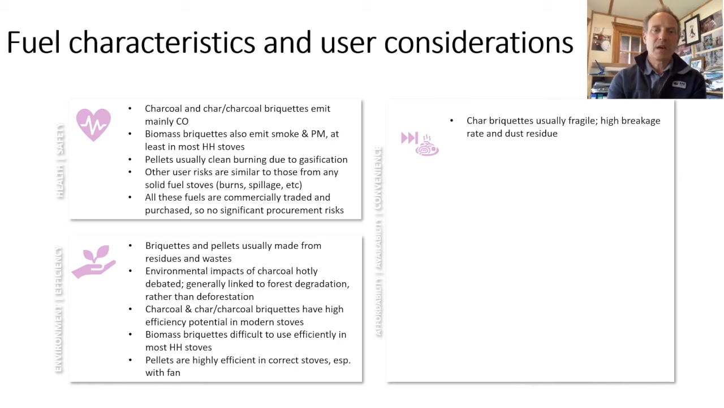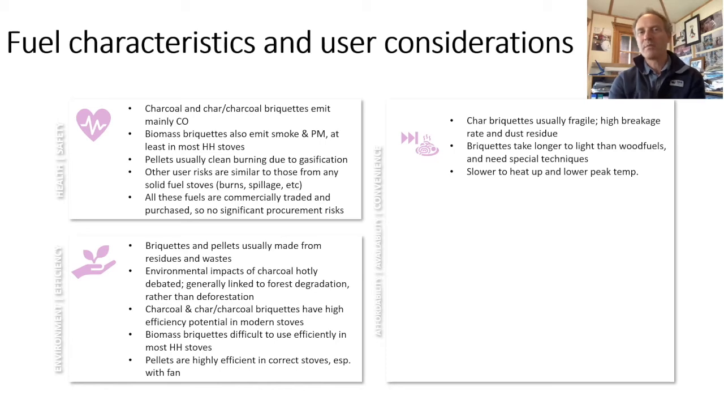In terms of user considerations, affordability, and access, char briquettes have quite a few issues associated with them, which impair uptake. They're often quite fragile. They have a high breakage rate when you're throwing them often on lorries and delivering them to customers, often resulting in a lot of dust in the bottom of the sacks. They often take longer to light than regular wood fuels, whether that be firewood or charcoal, and that needs special techniques, and not all users are willing or able to use those new techniques.